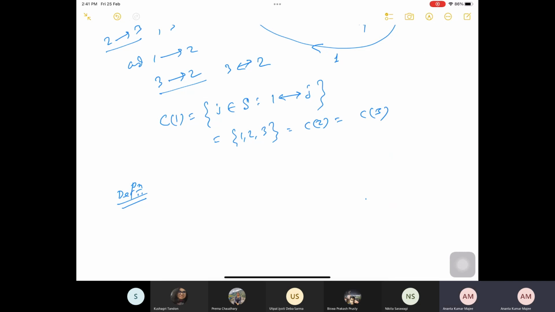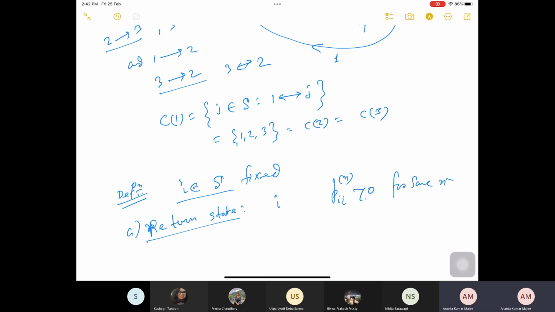So what do you mean by returning state? Suppose my state I, which is fixed. Okay. So I said that return state. So state I is said to be a return state if P_ii of n is positive for some n greater or equal to 1.